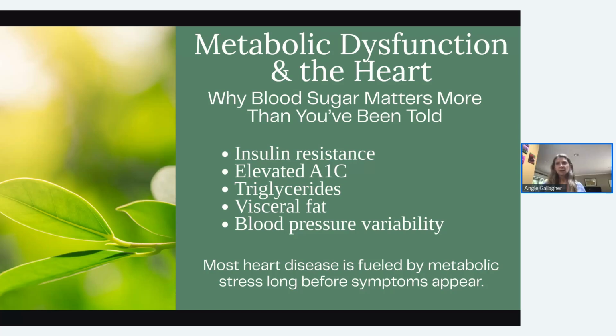So having an elevated A1C tells us that glucose has been circulating at higher levels over time, and this leads to glycation. Glycation is where glucose binds to proteins, which damages blood vessels and impairs endothelial function. Endothelium is the lining of the artery. Triglycerides are not just a lipid number, they're often a reflection of excess carbohydrate intake and insulin resistance. Triglycerides are strongly associated with cardiovascular risk and metabolic dysfunction.